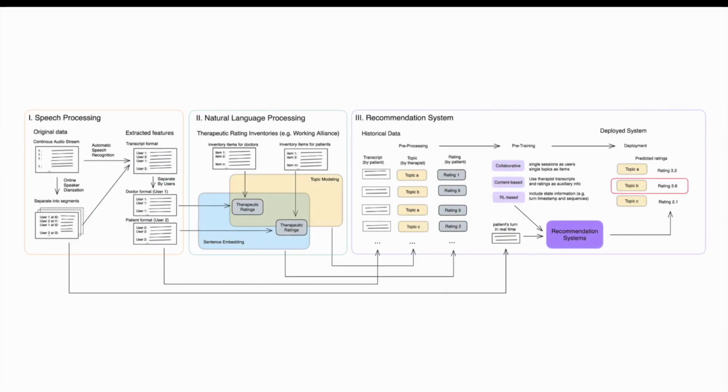So there are 3 main components in our system. First, the speech processing unit utilizes diarization techniques to separate continuous audio input into dyads of patient and therapist segments, and then transcribes it into natural language. The natural language processing unit then tries to annotate some clinically relevant scores or ratings. Having those scores and ratings, we can collate historical data for the recommendation system to train on. And the recommendation system, after being trained, can receive real-time input of linguistic features and output recommended topics, as if we're recommending a movie or things like that.